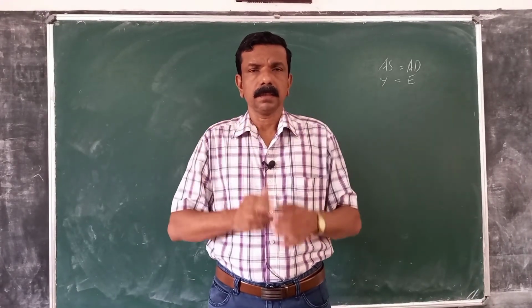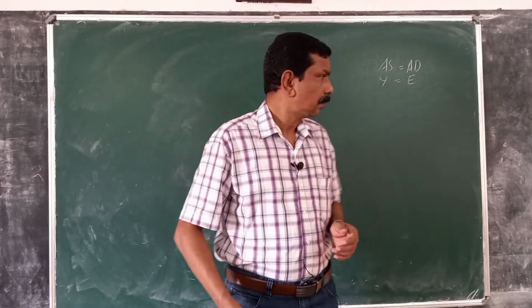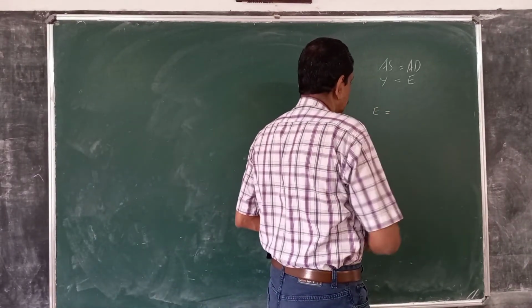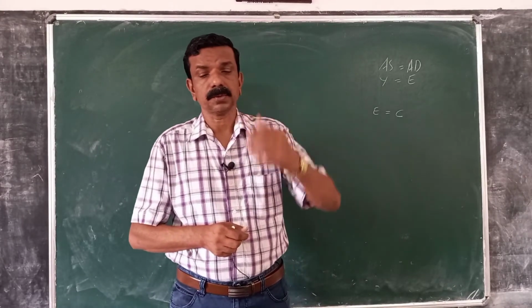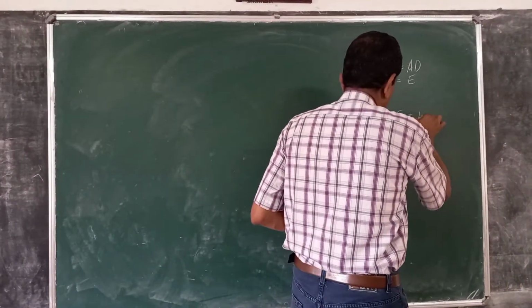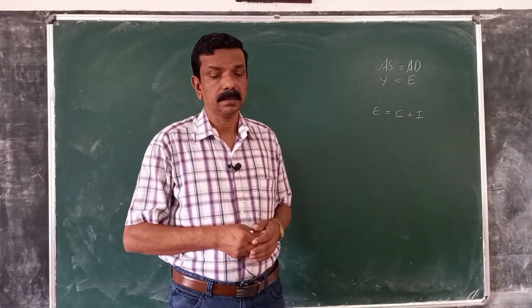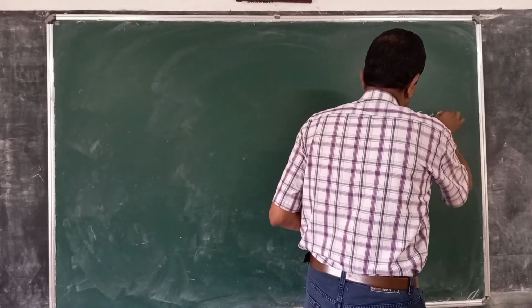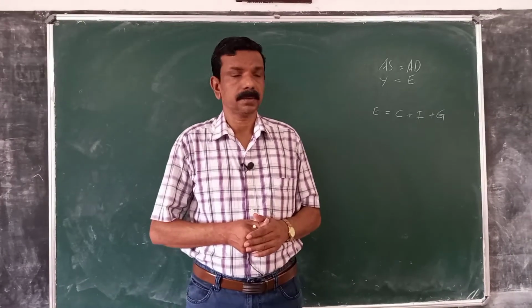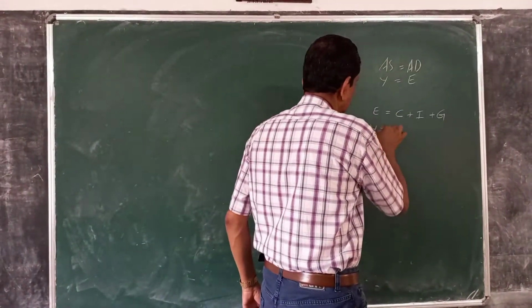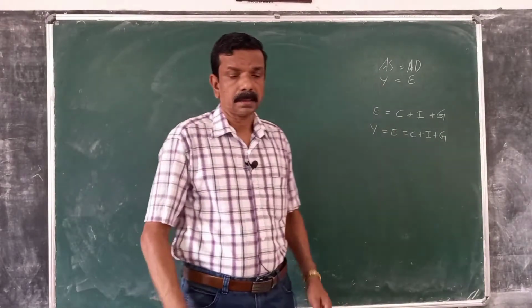And in a three-sector economy, aggregate demand consists of three components. One is household consumption expenditure, C, desired consumption expenditure by households. Desired business investment, I, and government purchases of goods and services, G. E is equal to C plus I plus G. So, the condition for equilibrium is Y is equal to E is equal to C plus I plus G in a three-sector economy.